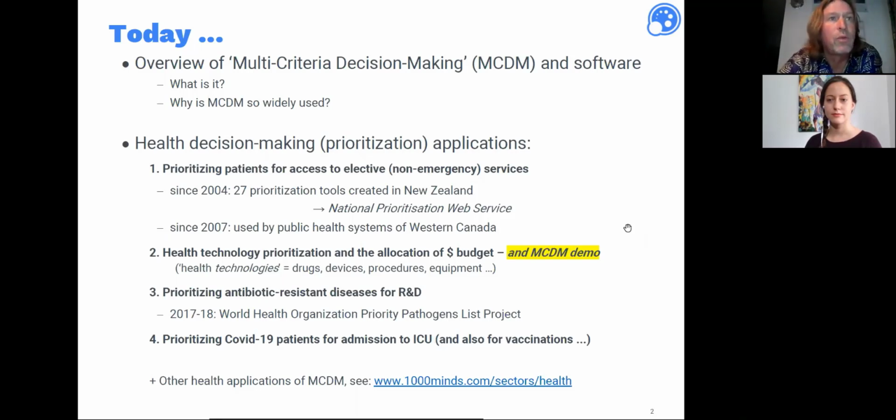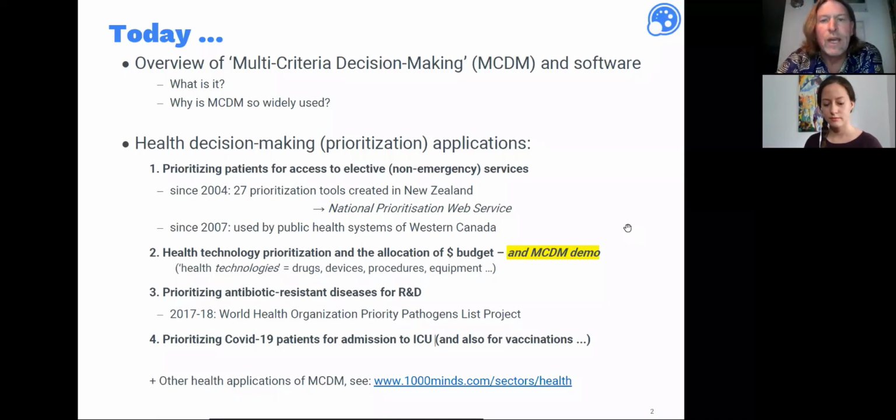But the other three applications that I'd like to talk about in sequence, and I'll use the second one to demonstrate an application of 1000Minds software as a software for doing MCDM, is: how do you decide which health technologies, as they're often called, in other words, drugs and devices and procedures and equipment, all the things that you could buy in a health system, either at the national level or perhaps as a health insurer, depending on the country? And in particular, how do you allocate a budget? You've got a limited resource, so how do you get the best value for money across all those different things that you could spend that money on?